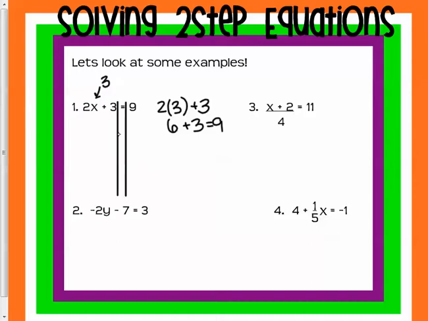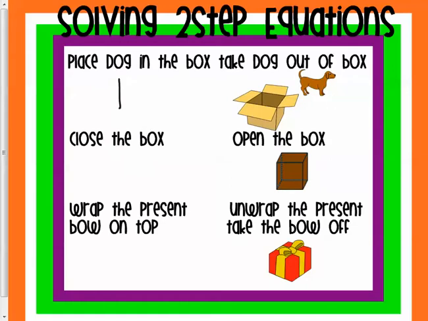So I first draw my streets because I want to make sure that I keep both sides balanced. Okay, the first step over here was to multiply. Then the second step was to add. So just like the present situation, I'm working backwards. So this was my first step, this was my second step, this was my third step, this was my fourth step. Now to undo the bow on top, I take the bow off. So I'm working backwards and I'm undoing whatever it was that I did here.